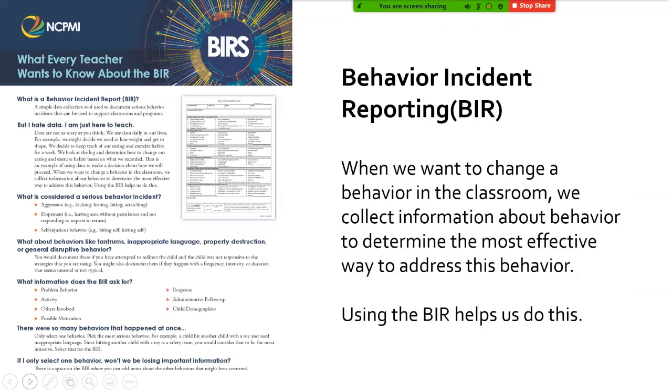One of the tools we use for data collection as part of pyramid model program-wide implementation is the BIRS. The Behavior Incident Reporting System collects and analyzes behavior incidents in early childhood settings. The system provides an efficient mechanism for gathering information on elements related to behavior incidents that are used to make decisions about providing supports to teachers and children within the program.